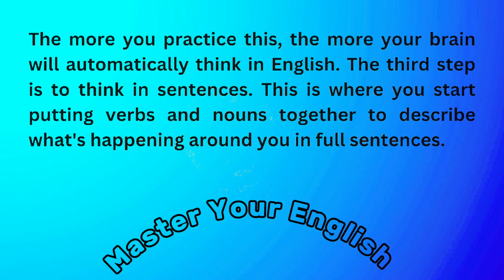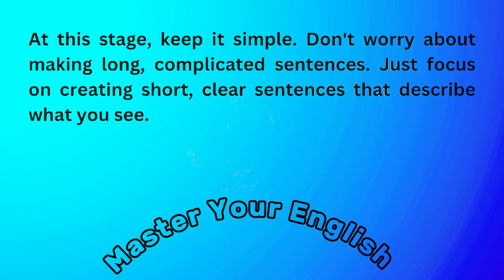The third step is to think in sentences. This is where you start putting verbs and nouns together to describe what's happening around you in full sentences. At this stage, keep it simple. Don't worry about making long, complicated sentences. Just focus on creating short, clear sentences that describe what you see.